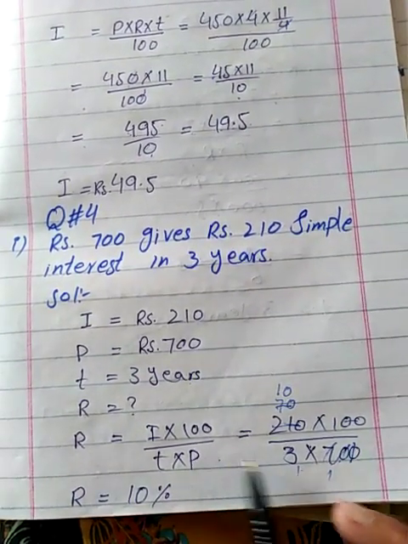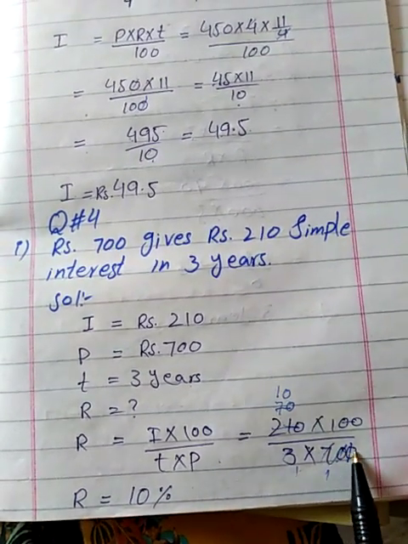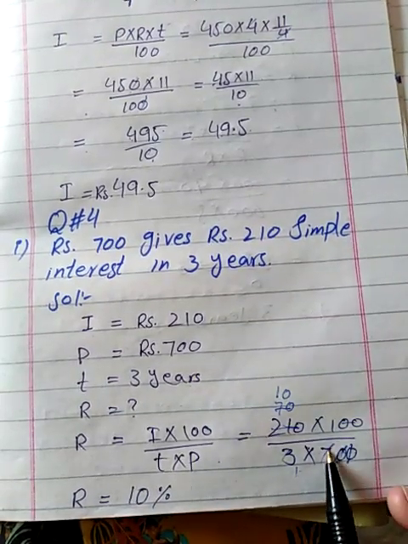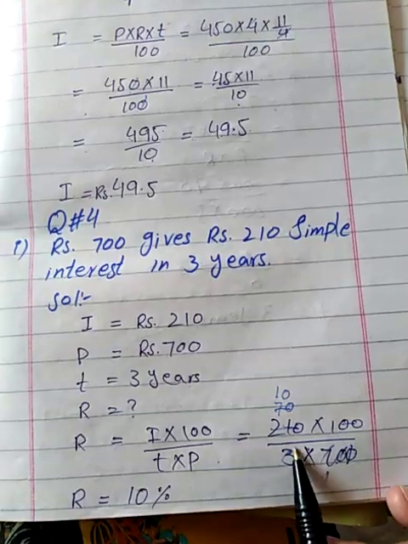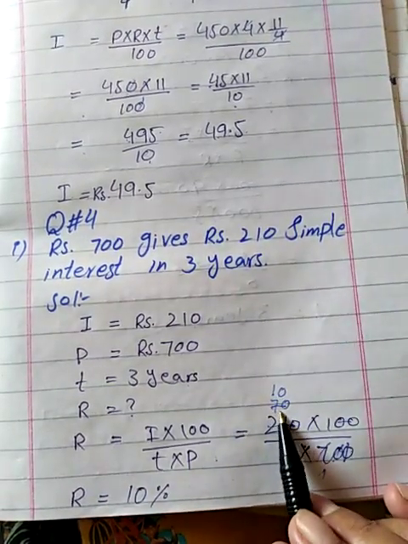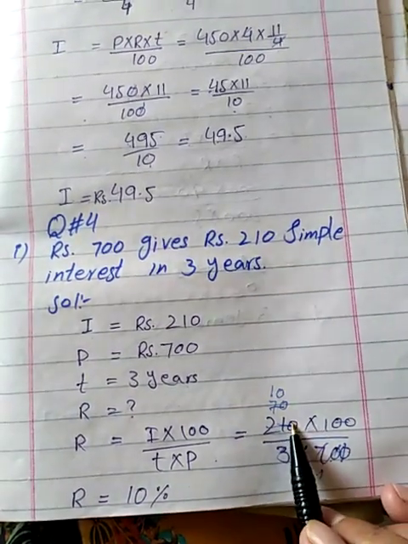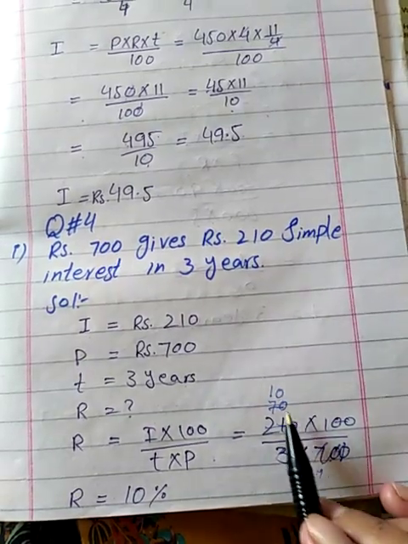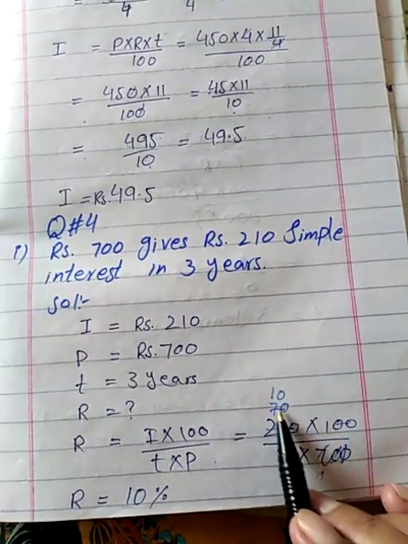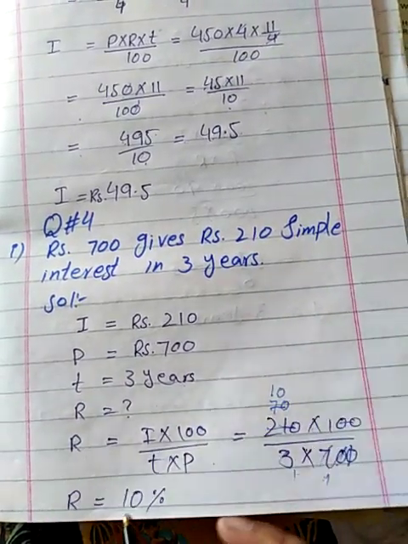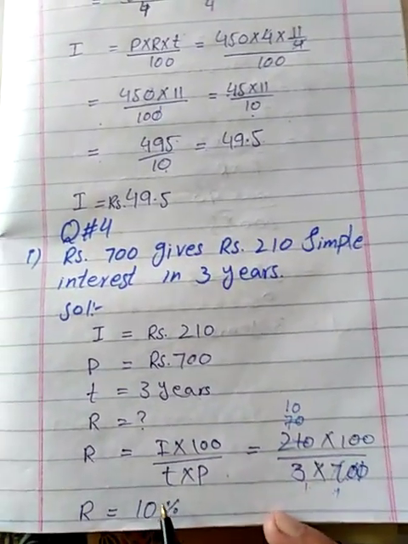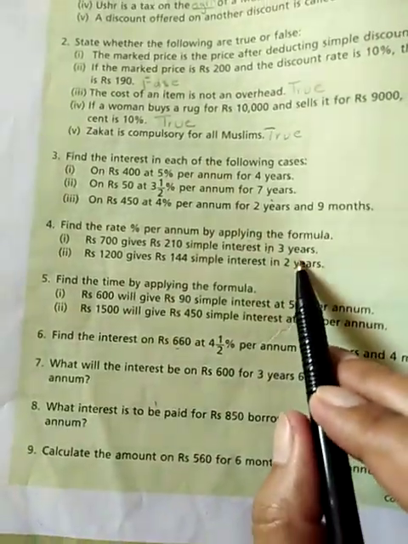Now simplify. 200 cut with 200. 7 1s are 7. 3 1s are 3. 3 7s are 21. And write this 0 as it is. Now 7 1s are 7, or 7 10s are 70. So our answer, rate is equal to 10%. This is our answer. So similarly, you can do the second part in your notebook.